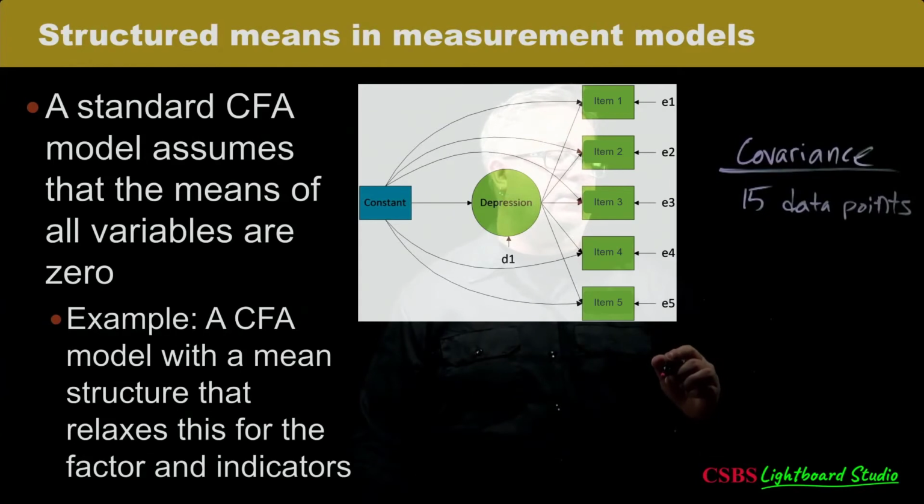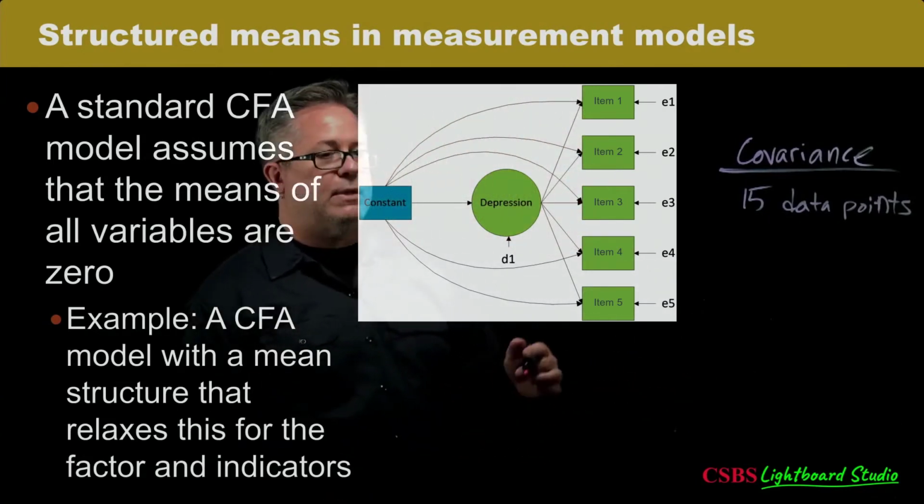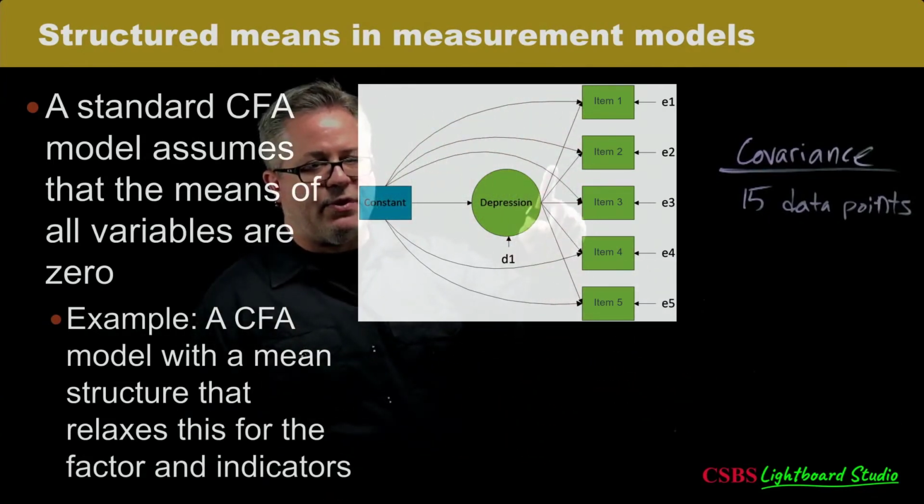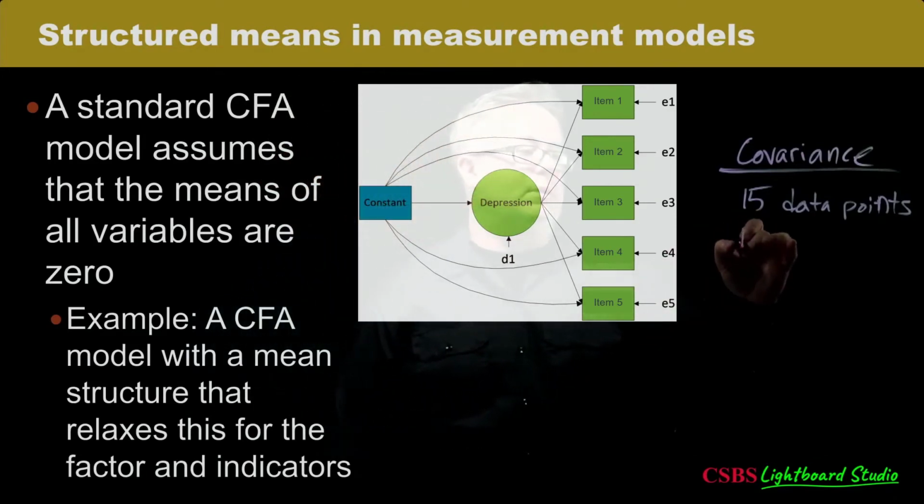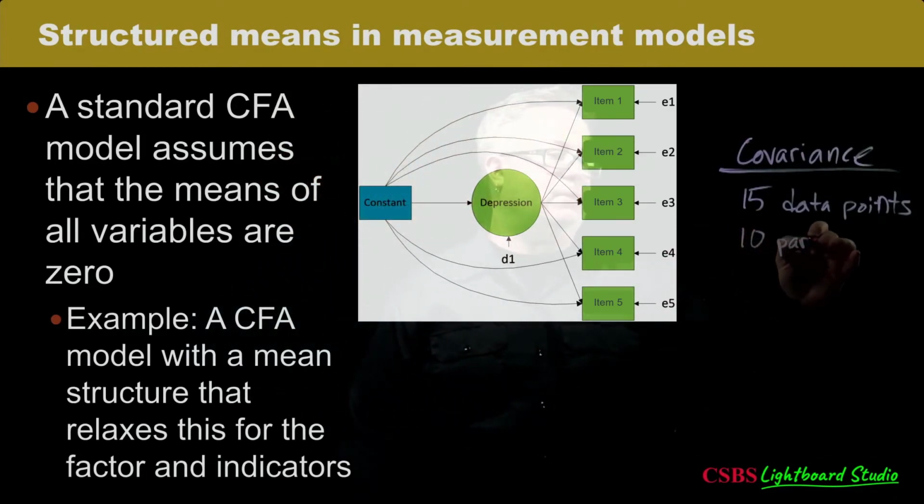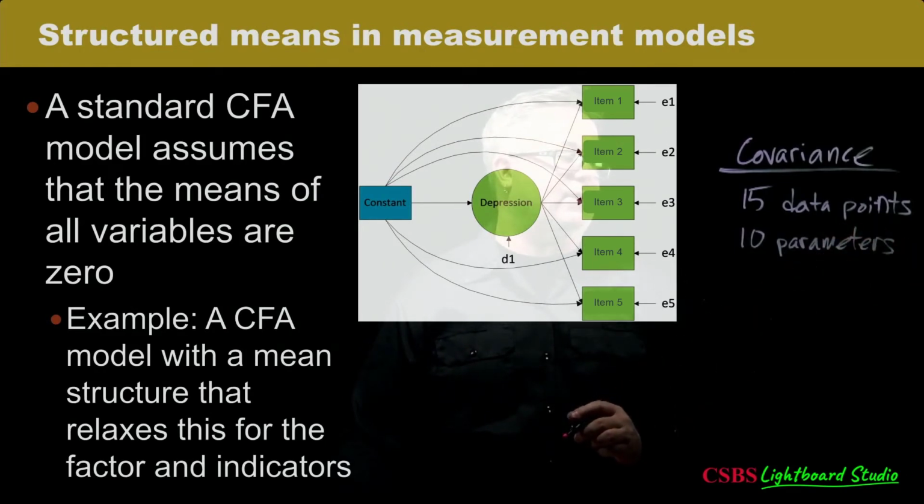How many parameters? Nothing has changed. This is still going to have to be fixed to 1. So I'm going to have 1, 2, 3, 4 loadings, 5 errors. So we got 9, and then we're going to have at least 1 variance, whether it's disturbance or not, for depression. So it's still going to be 10 parameters. So nothing's changed on the covariance part. So we're still talking about 5 degrees of freedom. Great.